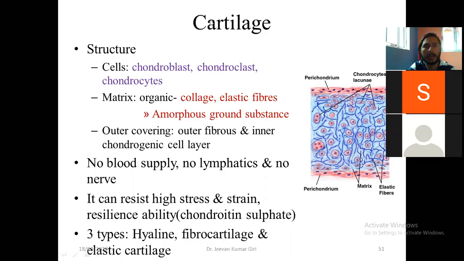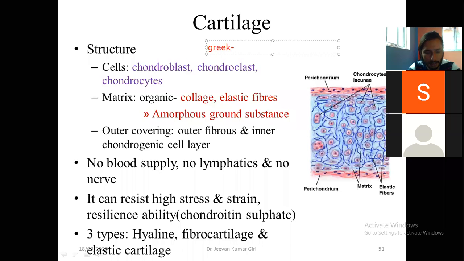Okay. Now see, in Greek, cartilage is called chondros. Okay, that is for cartilage. Now if you see the structure of this cartilage, you will find the cells, you will find the matrix, and you will find the covering also. The cells present in the cartilage are the chondroblast, chondrocyte, and the chondroclast.